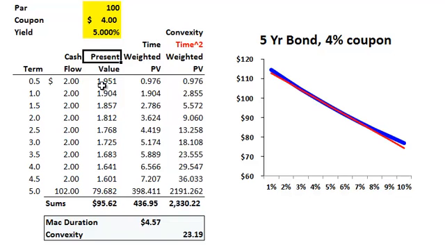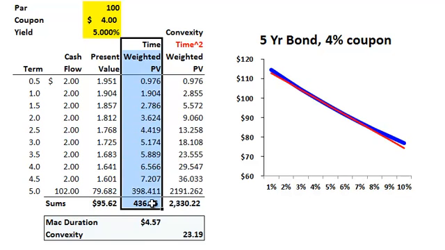In this column, I compute the present value of those cash flows. This is probably familiar because the sum of the present value of all the cash flows gets me the model price of the bond. This bond has a price of $95.62 at a 5% yield. It is less than par, which is consistent with the fact that I have a coupon that's less than the yield.